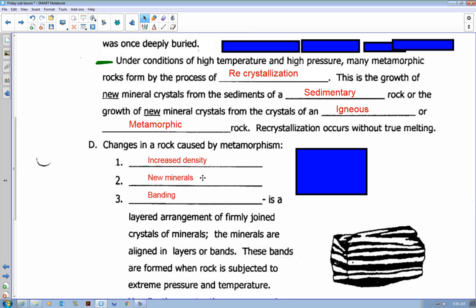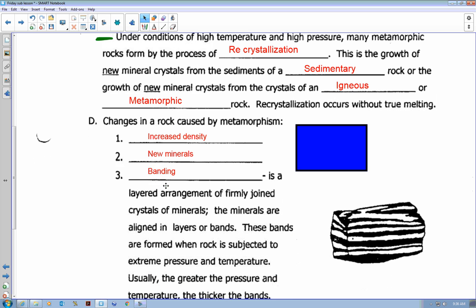Oftentimes minerals that didn't used to exist will grow. Some minerals only grow in really, really deep, high-pressure environments. So maybe a sedimentary rock that formed in the shallow surface of the earth will now undergo growth of new minerals that didn't used to be there. And oftentimes we get what's called banding.